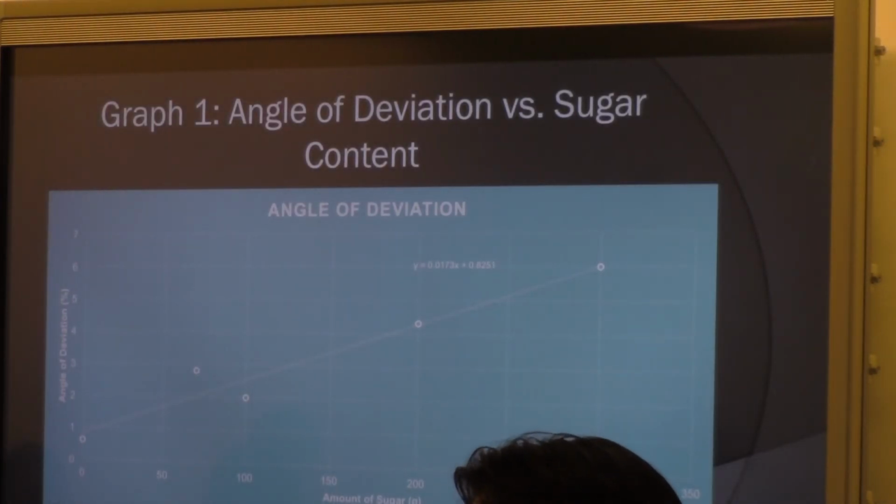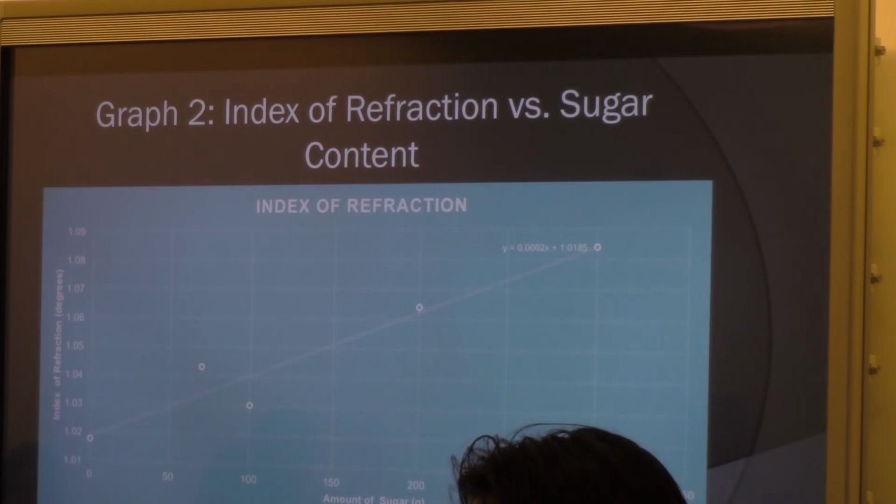So we first just graphed the angle of deviation versus the amount of sugar in each solution, and you can see that it's basically a linear line and it increases. And then we did it for the index of refraction, and then once we plugged this line, we got an equation for it. And we were able to use this equation to solve for the amounts of sugar in the Pepsi and the Diet Pepsi. So we just plugged in the index of refraction that we found for the Pepsi and Diet Pepsi for Y, and then solved for X for each to get the grams of sugar in each.